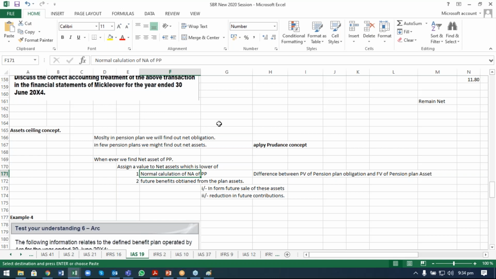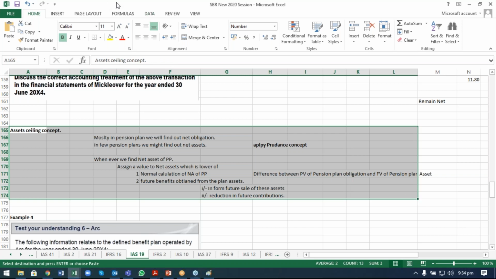So if under the normal calculation, the value of pension plan assets is lower compared to the future benefits you are going to obtain, either by selling the net pension plan assets or the additional pension plan assets, or through the reduced payments against the future pension plan obligations, whichever is lower, you have to calculate. So this is the asset ceiling concept.